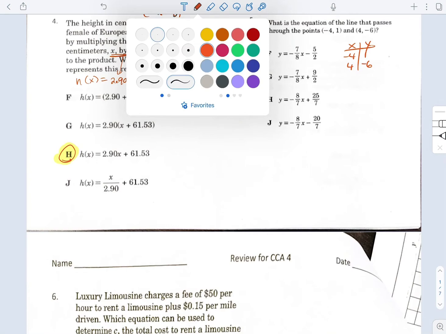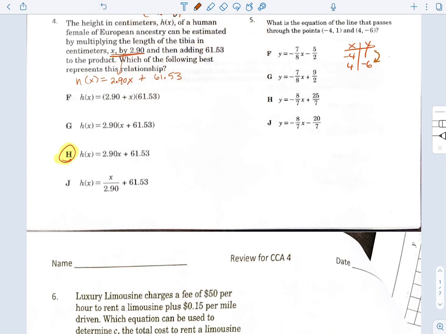Now we got to find our change in Y and divide it by our change in X. The change in y goes from 1 to -6. And if we plug that in the calculator, basically -6 minus 1, we're going to get -7. And then when we go from -4 to 4, we have added 8. So our slope is -7 divided by 8. And now that we know our slope, we can actually eliminate some answers here. For instance, H and J don't have a slope of -7/8, so that's not going to work.